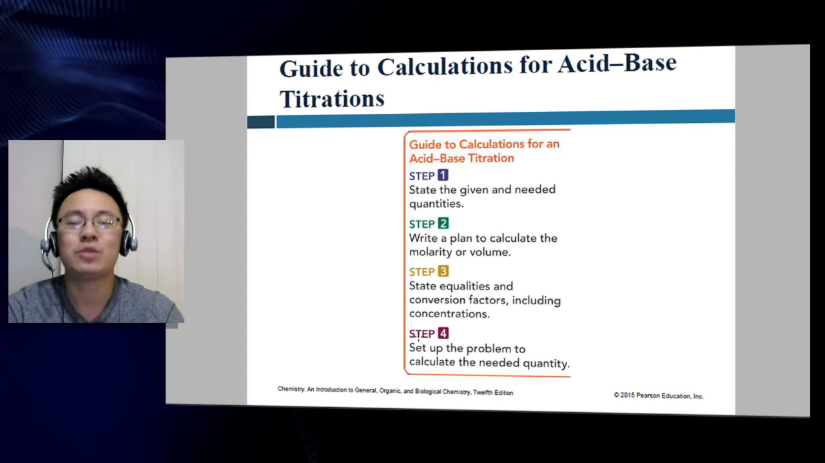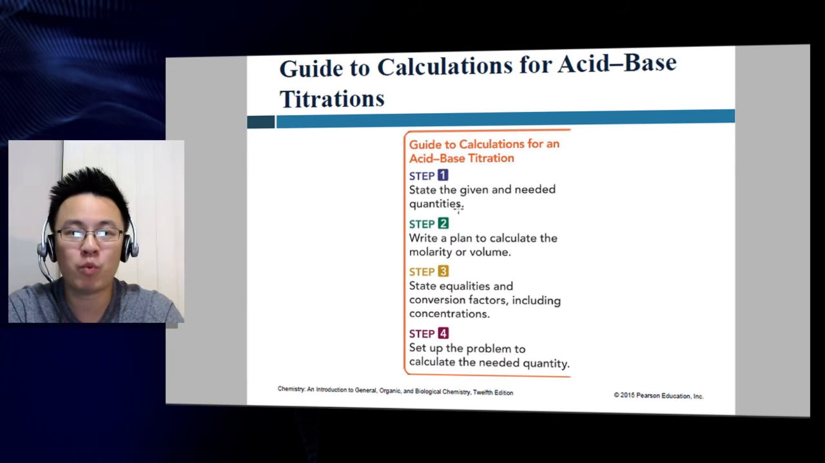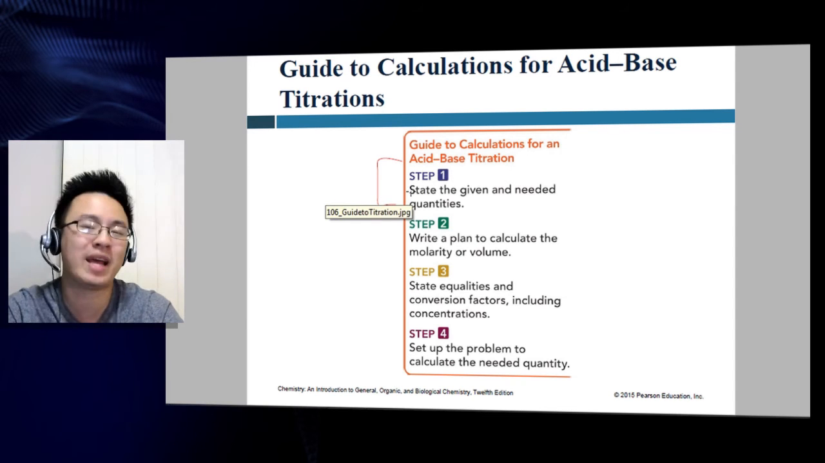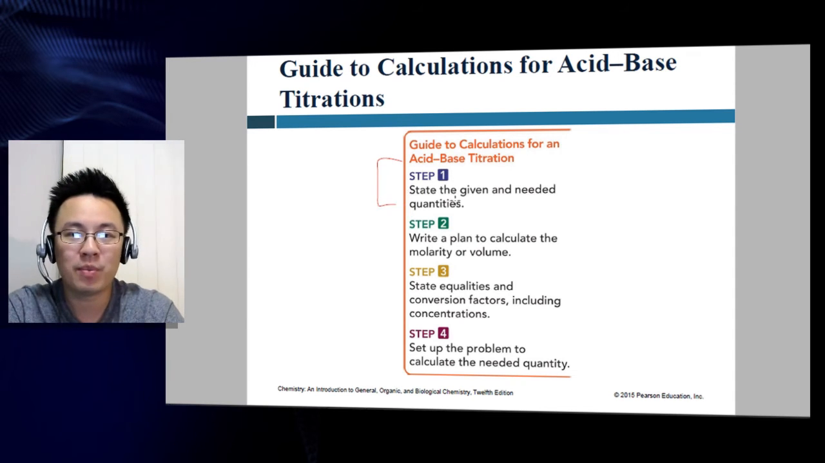So here is a guide in order to calculate acid-base titration. Step 1 here is to state the given and needed quantities. Write out your variables and define them. Next, write a plan to calculate the molarity and the volume. Write out all the formulas that you need. Third, state the equalities and any conversion factors that you need, including concentrations given in the problem.